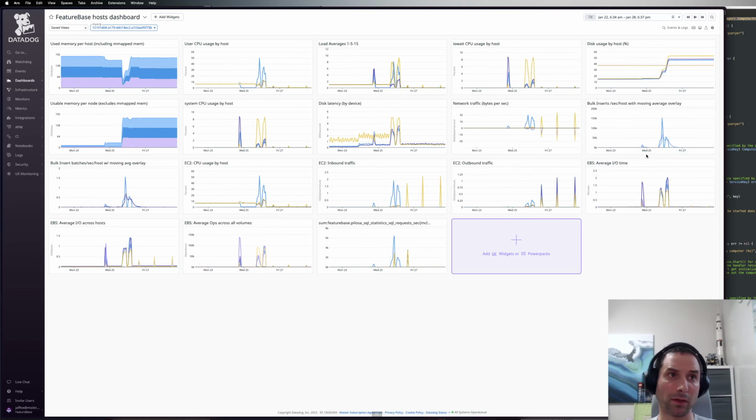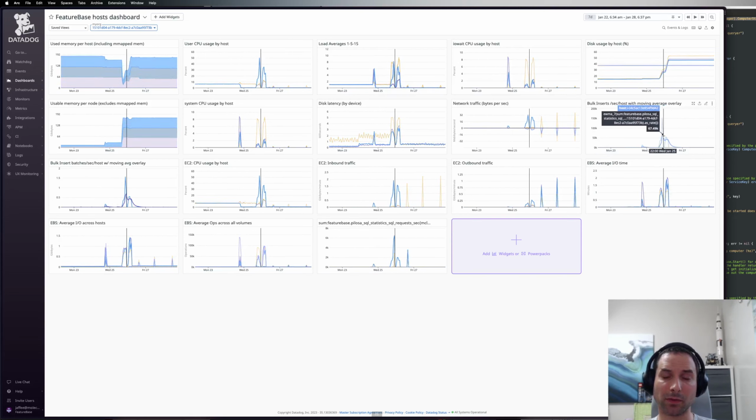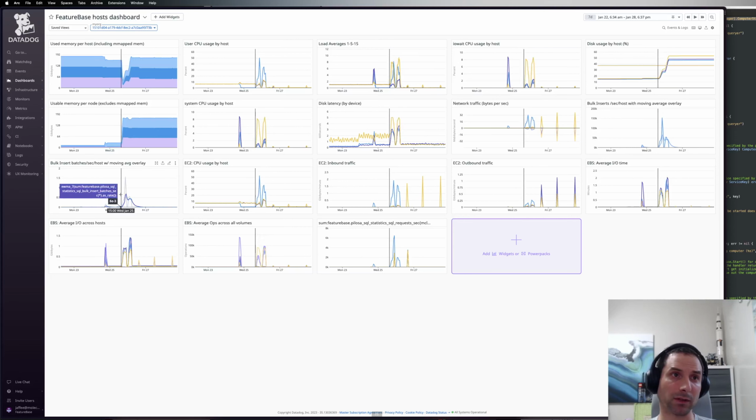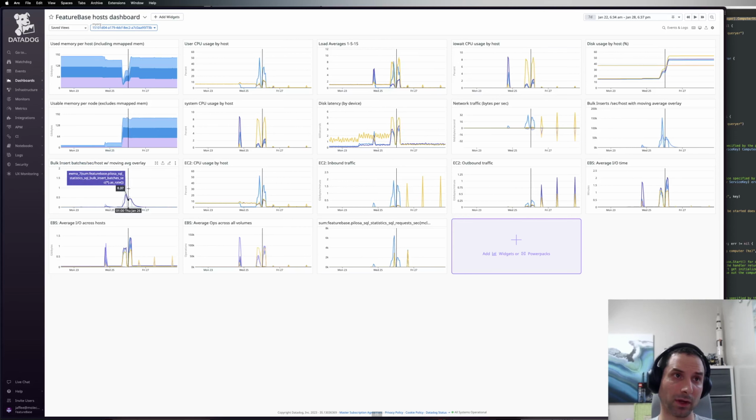So that's the number of records that are being inserted per second through bulk insert. Over here we have bulk insert batches per second. When you do a bulk insert, you set a batch size, and these are the number of actual batches that are coming in per second. And I think we had the batch size set pretty high, so the number's slightly less than 1.